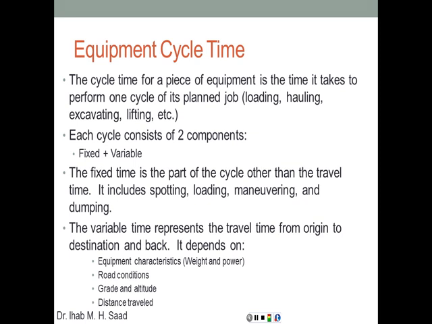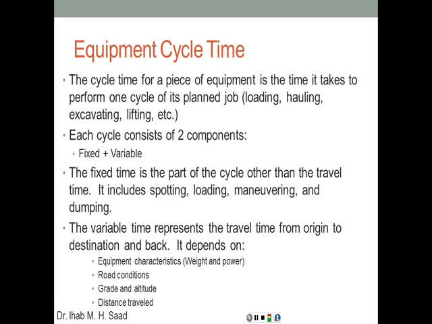The cycle time for a piece of equipment is the time it takes to perform one cycle of its planned job. We mentioned in the last class that one cycle, for example for a loader, is to position itself in the area to be excavated or in front of the soil to be removed, and then to load that soil in the bucket, to turn around and move, to dump that soil, and then to come back, position itself and get ready for a new cycle. All of this forms one cycle. So loading, hauling, excavating, lifting, etc. All of these are parts of the cycle time for the equipment.